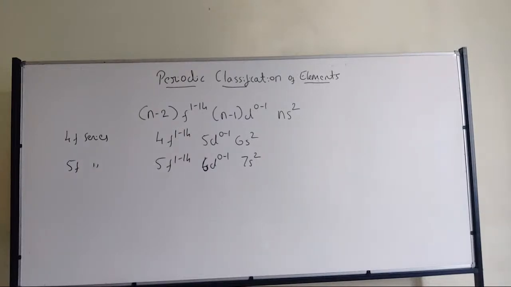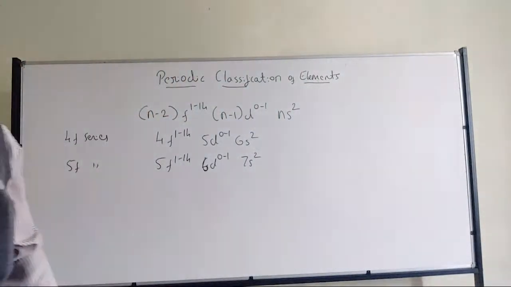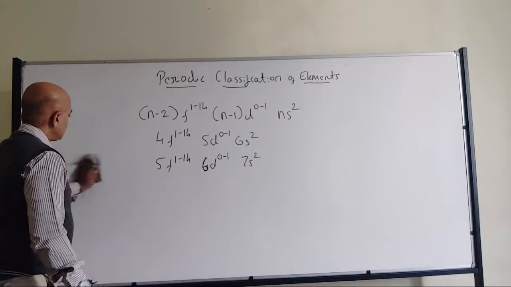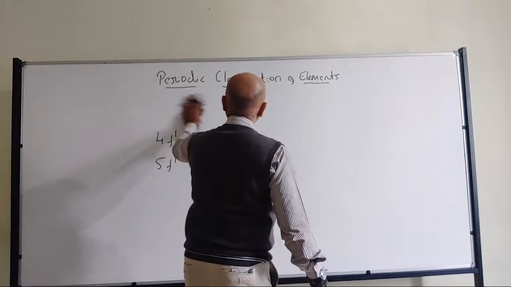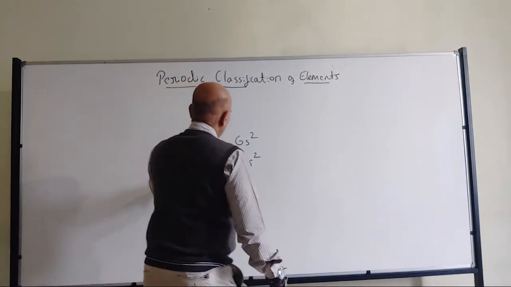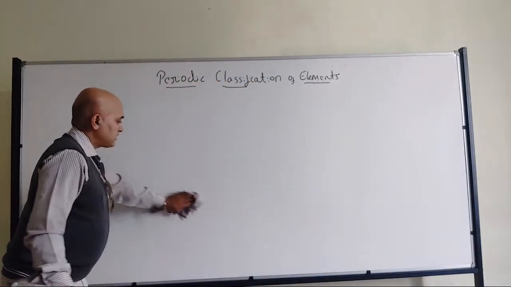All of you have understood? And please remember, almost all the actinoids are radioactive elements. So that's where we have the general electronic configuration for F block elements. Any doubts in this?